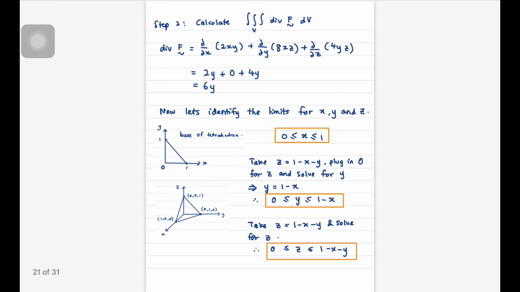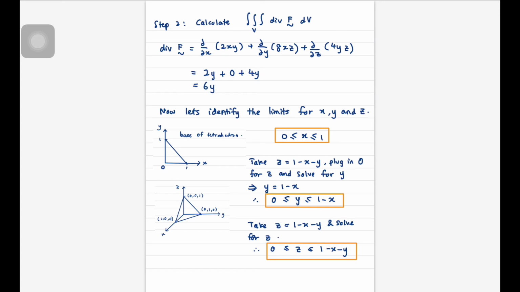First, let's find the divergence of F. Del x of 2xy, you get 2y. Del y of 8xz, you get 0. And del z of 4yz is equal to 4y. Simplify this, you get divergence F is equal to 6y.